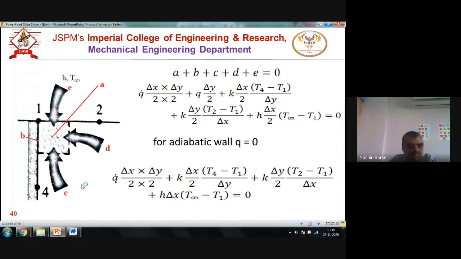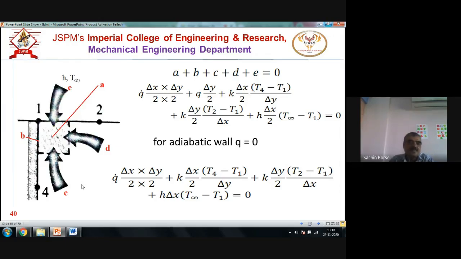Now move to the C here. Heat conducted in the vertical direction. So what is the area of this face? For the C, the length is del x divided by 2 into depth of 1 meter. So now we have to write Fourier's law. It is K into area, del x by 2 into 1, into the temperature gradient. The temperature gradient is node T4 minus T1 divided by the distance between these two nodes, del y.